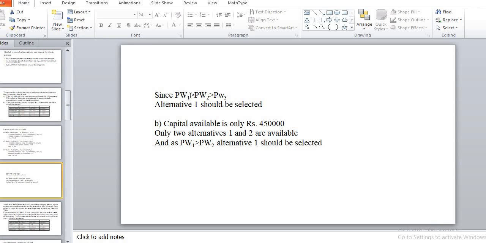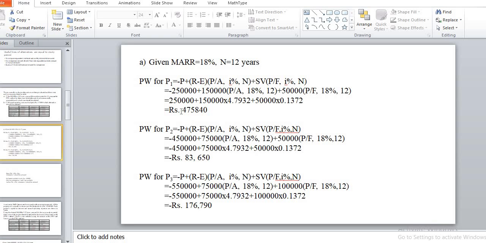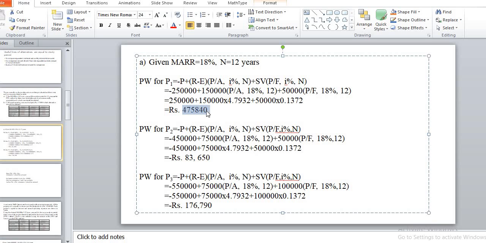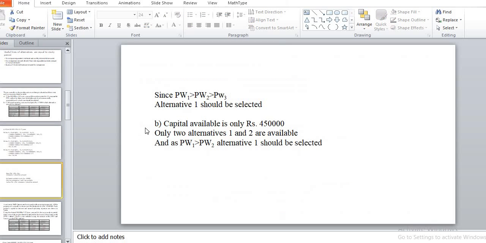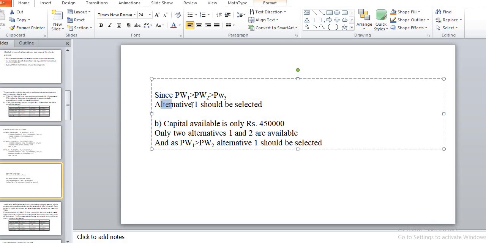that the present worth value of project 1 is greater than the present worth value of project 2 compared to the present worth value of project 3. So here the present worth value is largest for project 1 compared to the second and third. So project 1 is the desirable one. So alternative 1 should be selected.